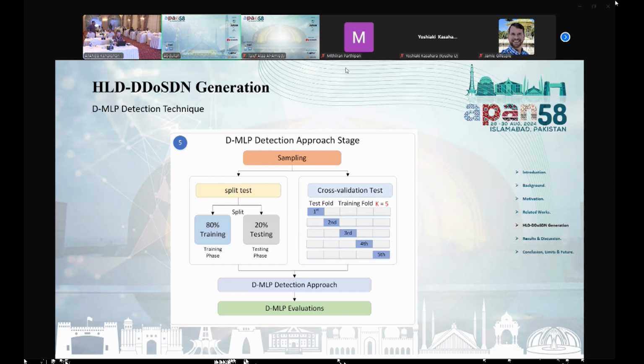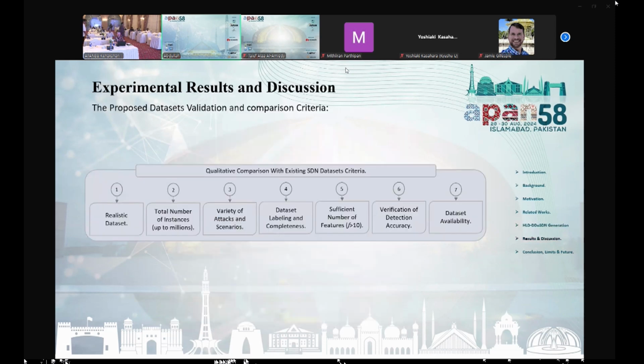The following slide is about experiment results and discussion. A realistic dataset has been generated to meet the requirements for serving as a benchmark dataset. Additionally, the proposed dataset underwent qualitative comparison with the existing SDN datasets and quantitative evaluation across all 8 scenarios to highlight its superiority. Based on the literature, these criteria have been formulated for qualitative comparison between the proposed dataset and the existing ones. So the candidate dataset must be realistic.